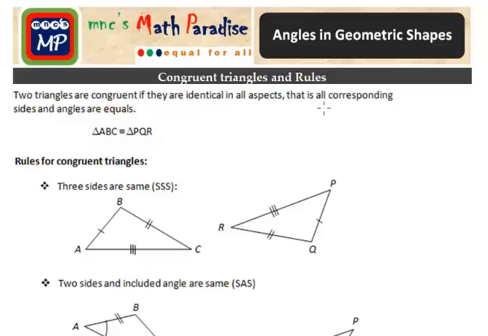That means all corresponding sides and angles are equal. If 2 triangles ABC and PQR are congruent, then we write it like this. This symbol is not equal. Congruence is written using this 3-line symbol, that is the congruence symbol. So if 2 triangles ABC and PQR are congruent, we will write like this. So let us see under which circumstances we can decide that 2 triangles are congruent.